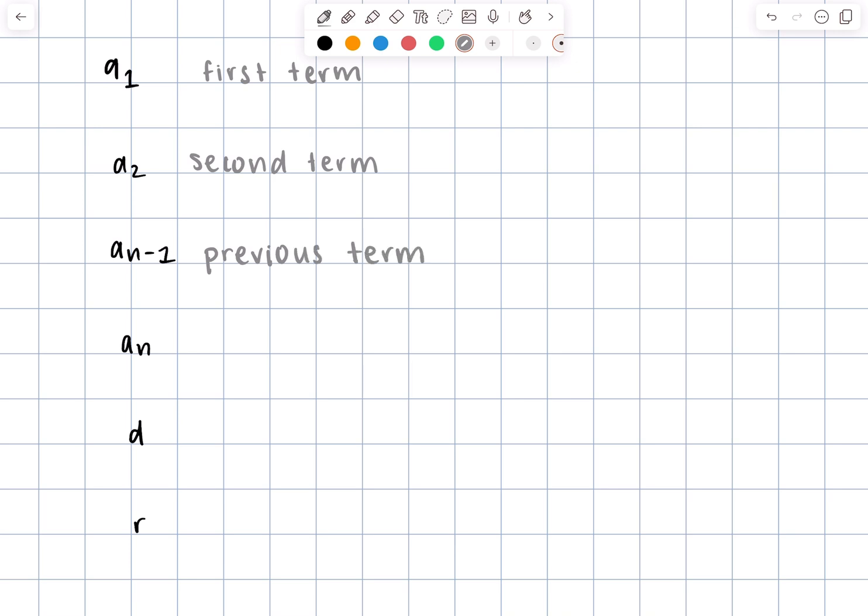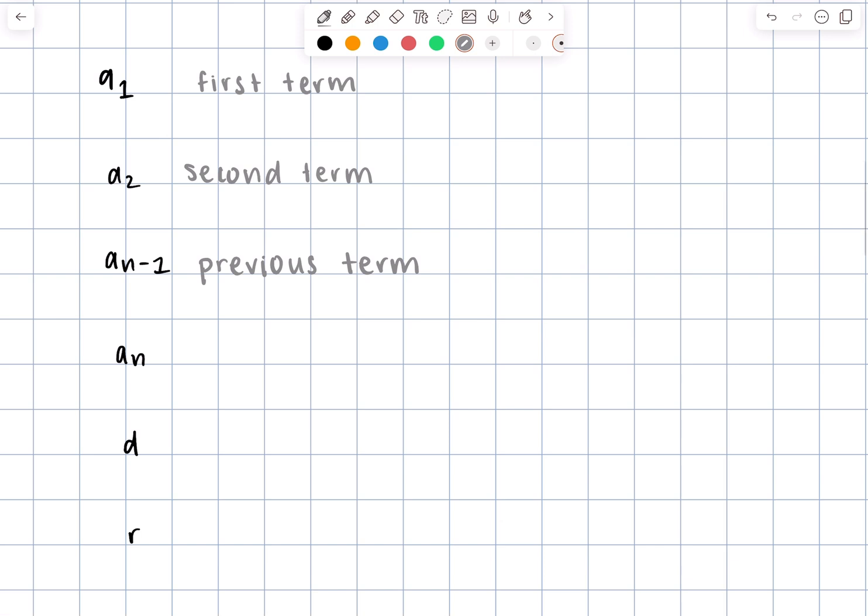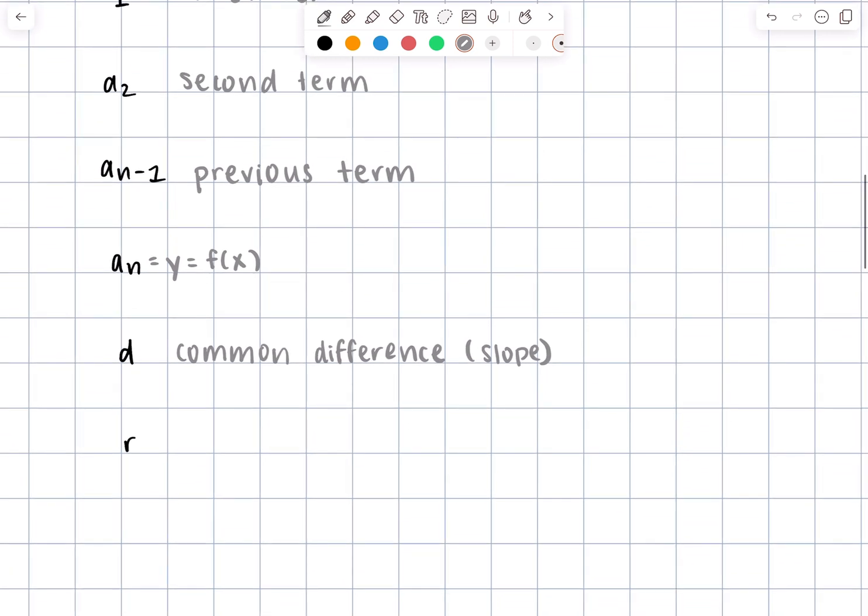And I'll give you a couple examples after we're done labeling all of them. A sub n, that is just your term or your y value, can also be defined as f of x. D is your common difference. And what this really means is that this is your slope, your m value. But we're just going to use d for sequences. R is your common ratio. Again, in familiar terms, this is your growth/decay.